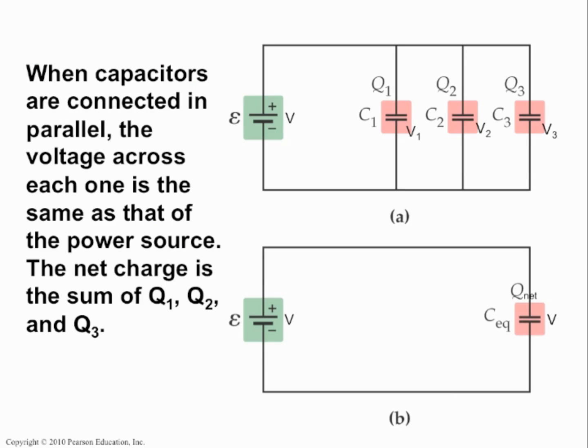So when capacitors are connected in parallel, the voltage across each one is the same as that of the power source. The net charge is a sum of Q1, Q2, and Q3.